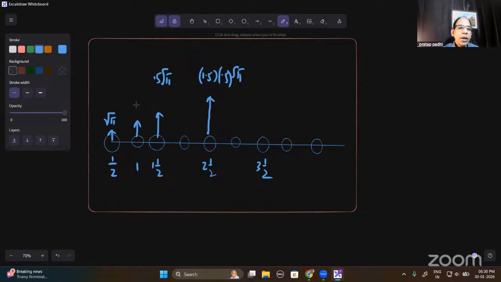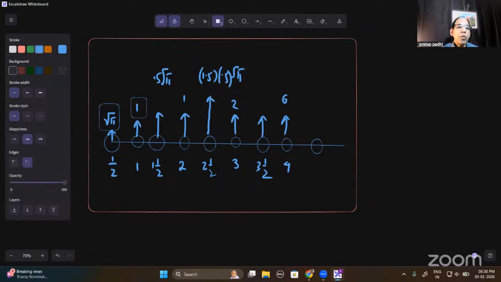What about gamma 1? Gamma 1 is 1. What is gamma 2? Gamma 2 will be again 1. So what is gamma 3? Gamma 3 will be equal to 2 factorial, that is 2. Gamma 4 is 3 factorial. So these are the values we know, and we'll be able to use these values for the gamma function.